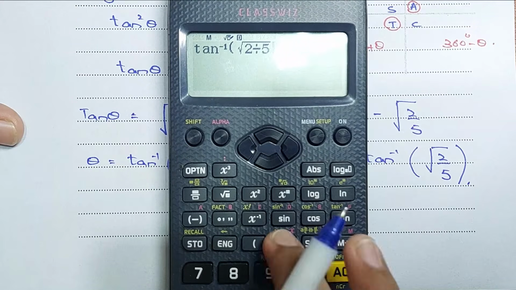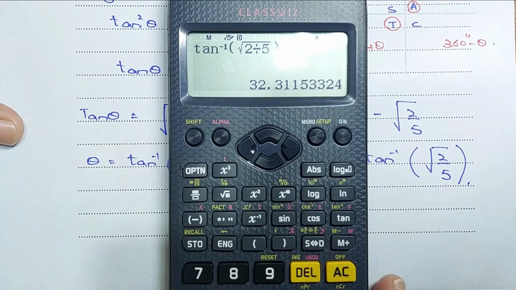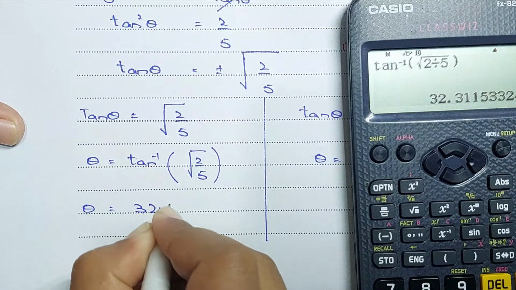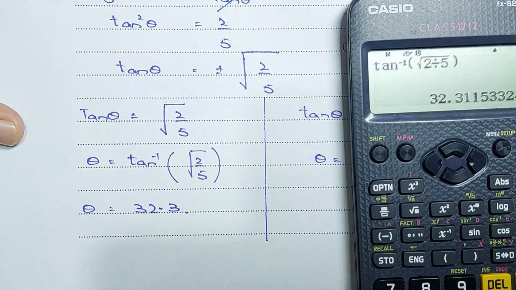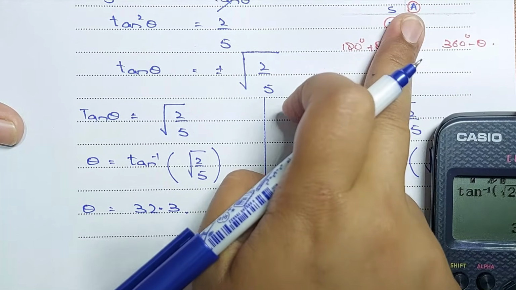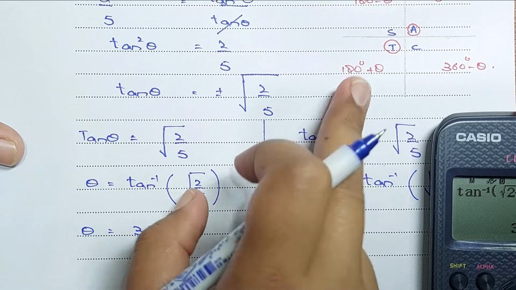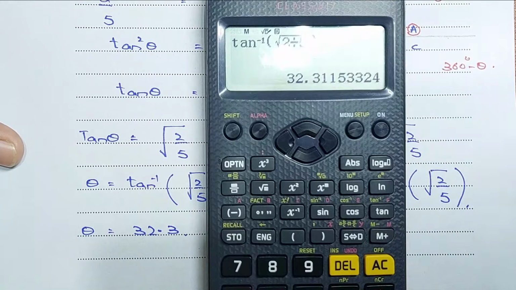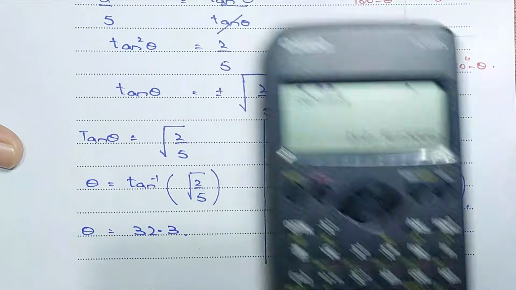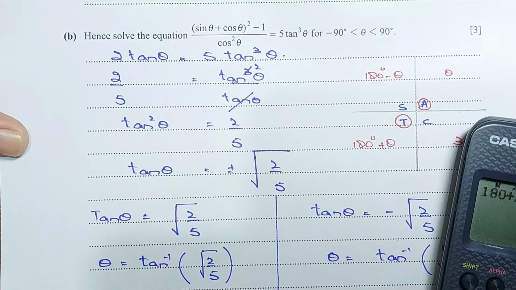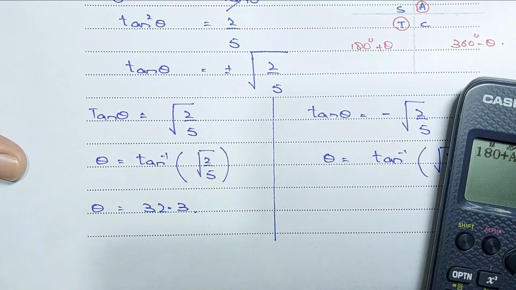Okay, this is 32.3, so theta equals 32.3. Tangent is positive in the first quadrant, so 32.3 is in the first quadrant, and in the third quadrant we have to add 180 to that answer. This is 212.3, and this is more. Our answer should be between minus 90 and plus 90, so we cannot take the second one.